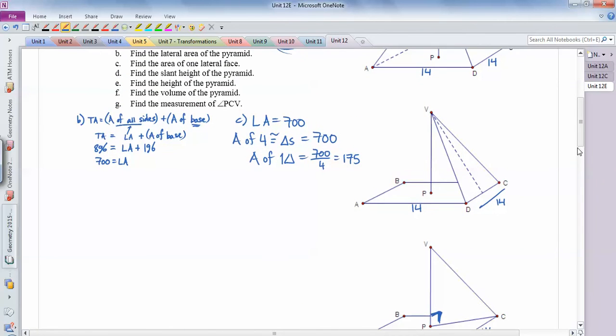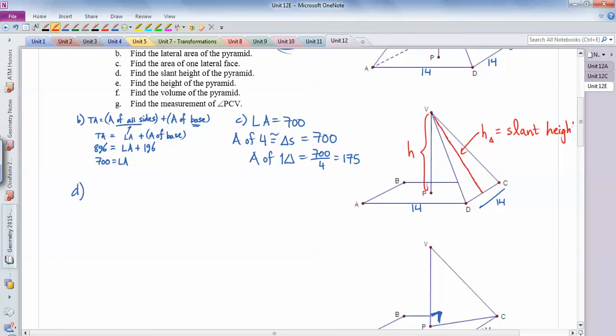Okay, let's take a look at D. Find the slant height of the pyramid. So here's that. Now, there are multiple heights that you refer to in a pyramid. The main one is the actual height of the pyramid, right? Straight up and down. This one right here is slanted, and it's the height of the triangle. So the height of the triangle is actually called the slant height of the pyramid. Slant height.